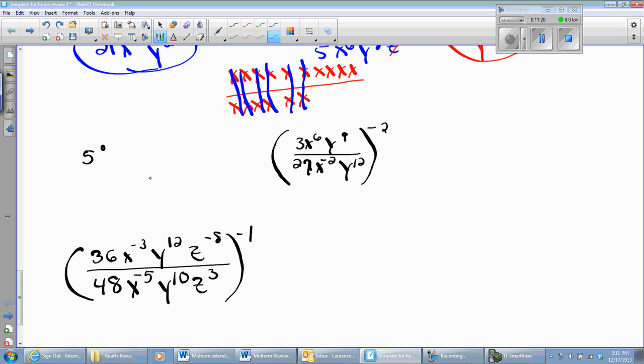Now, this is a problem over here, 5 to the 0 power. Please, please, please, if you're on the test, don't assume you know. Type it in the calculator. You will get 1 for an answer. I've taught you why, but check yourself on the calculator.